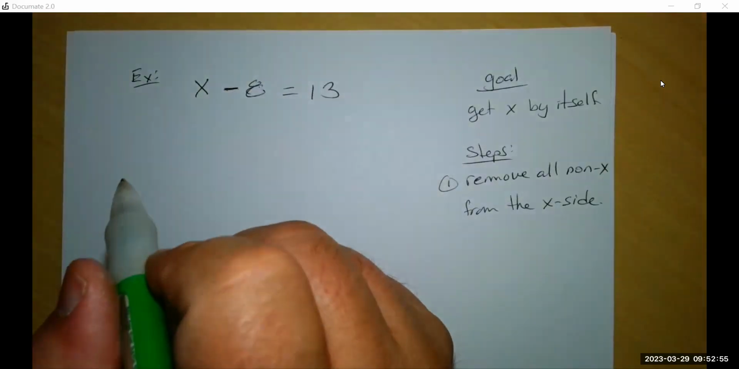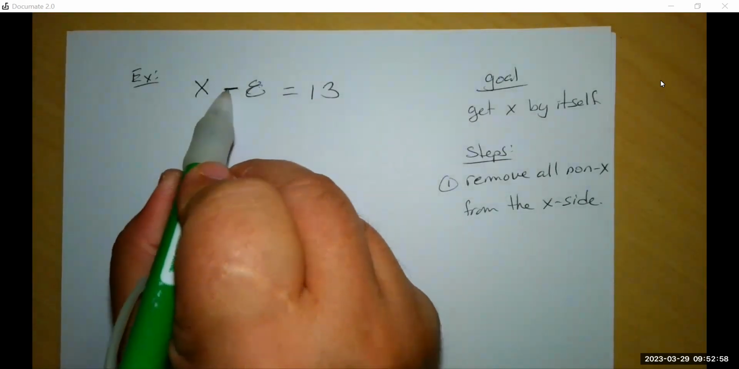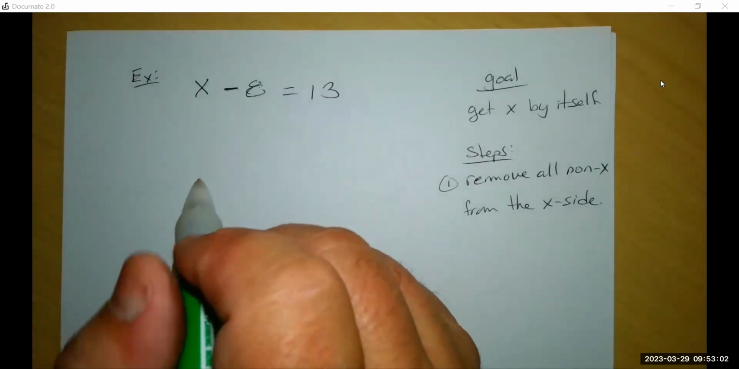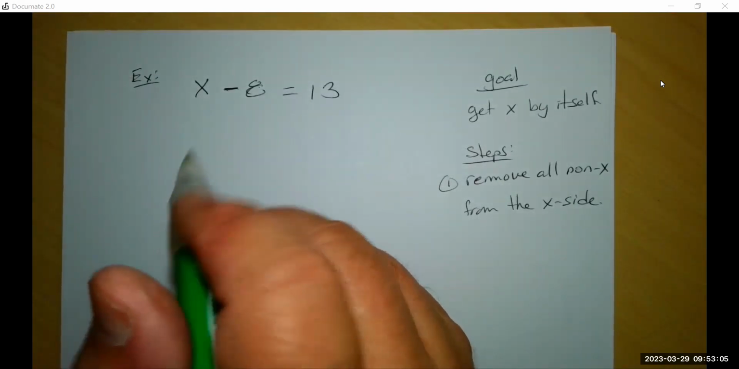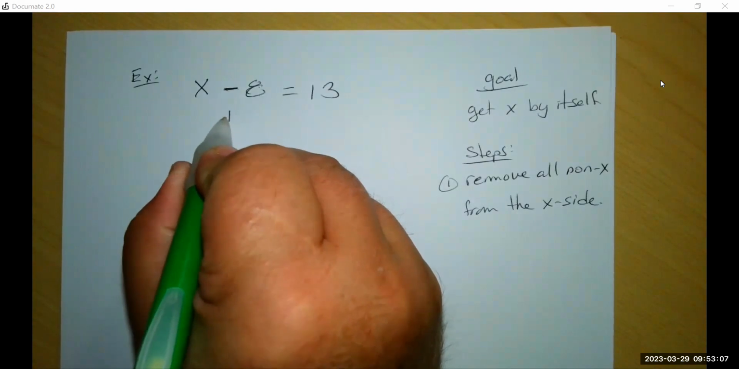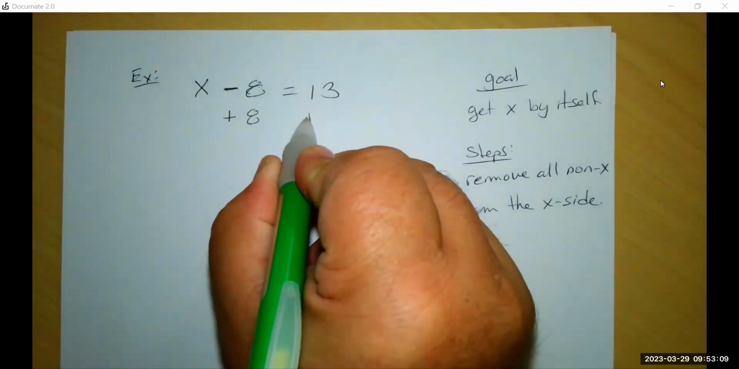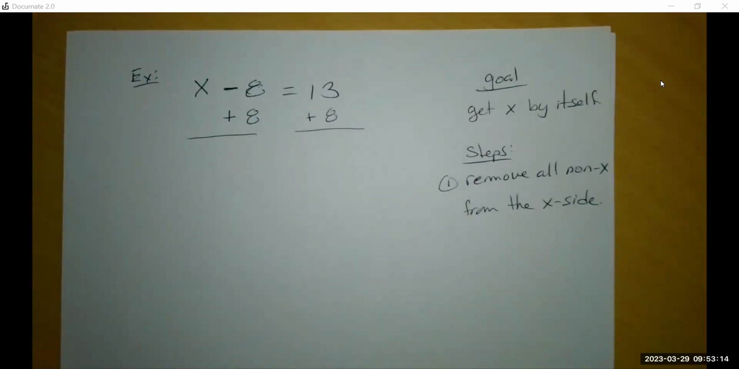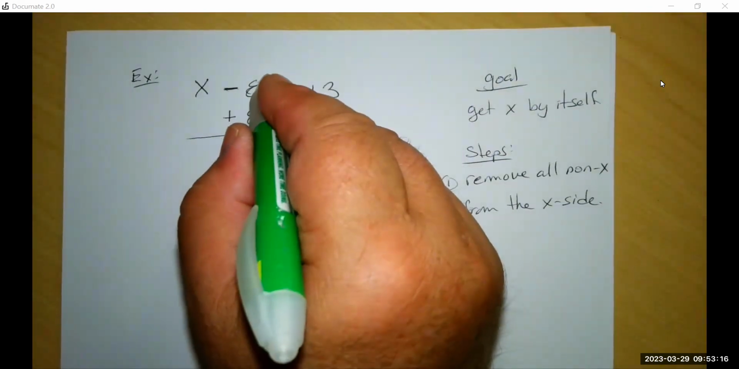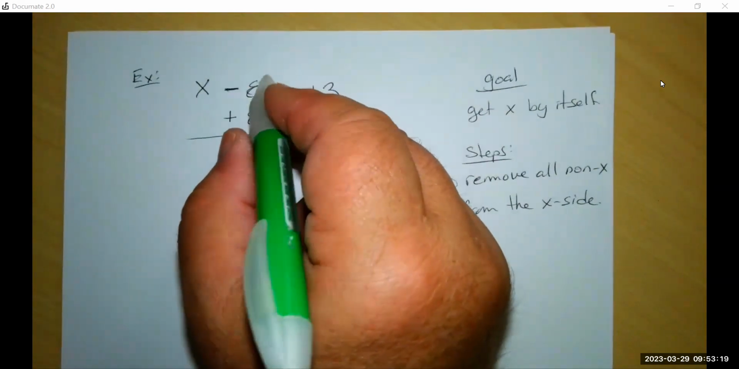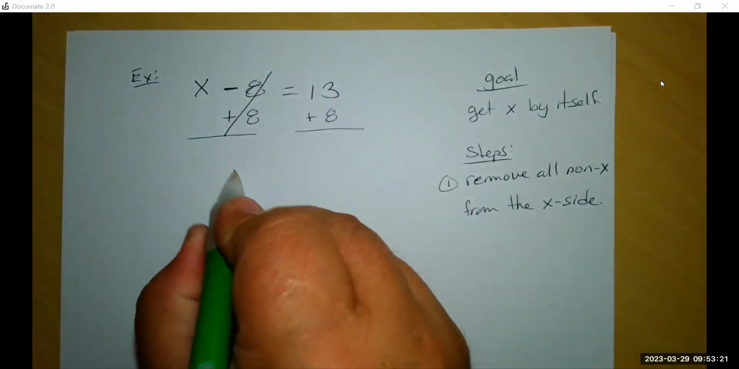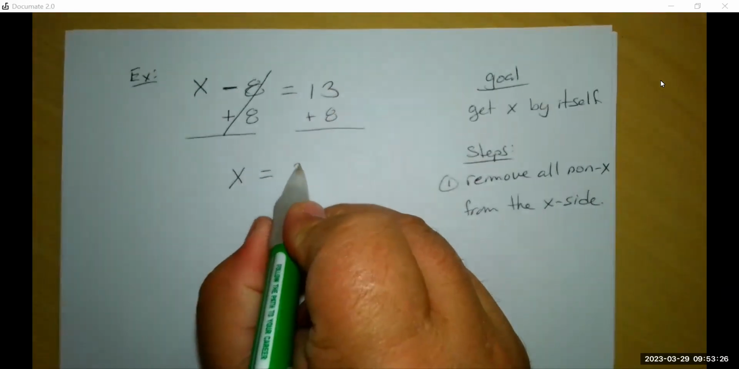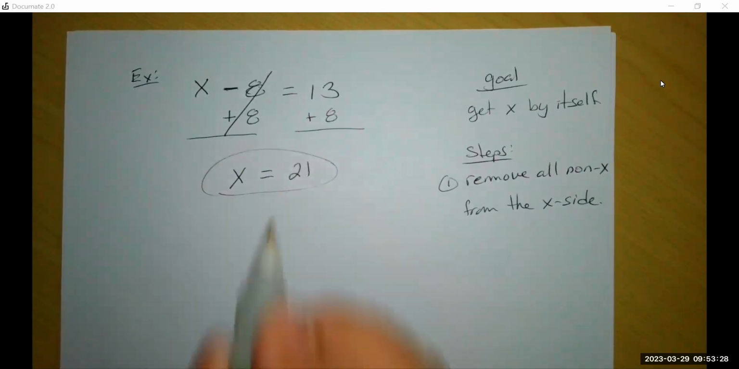Negative 8. That negative belongs to that 8. So how do we get rid of negative 8? Turn it into positive. So we add 8 to both sides. So X, negative 8 plus 8, the 8's cancel. 13 plus 8 is 21.